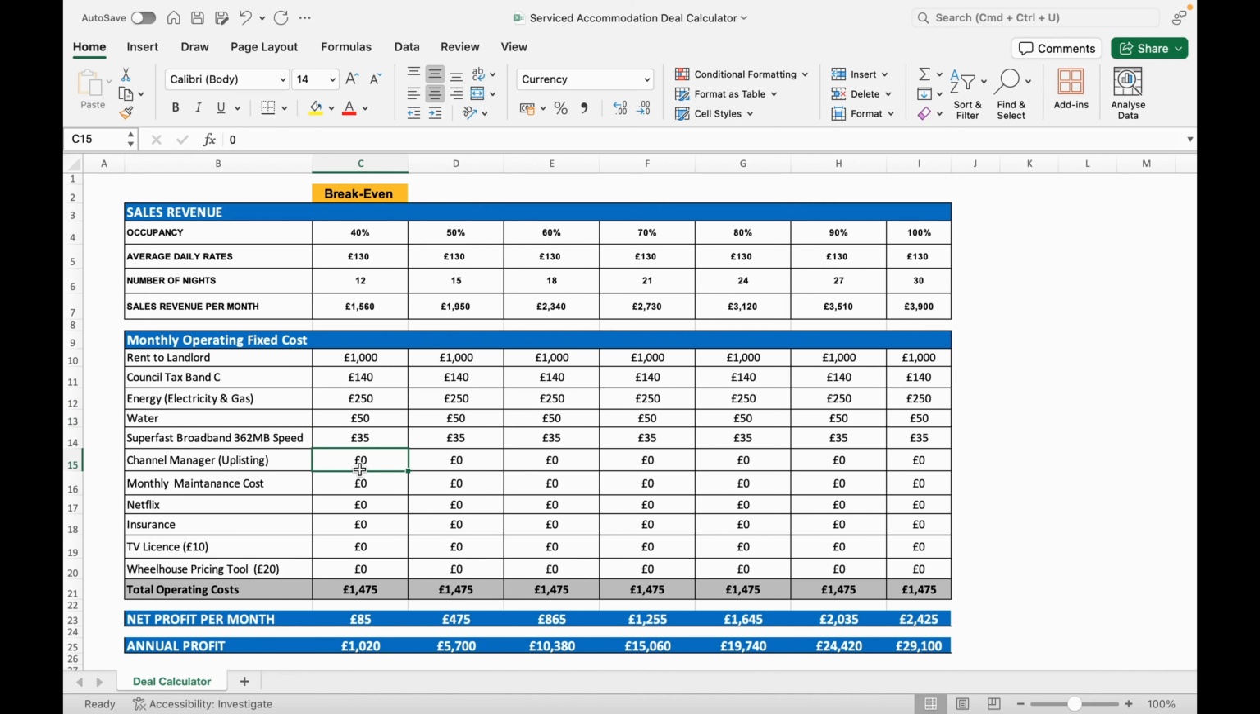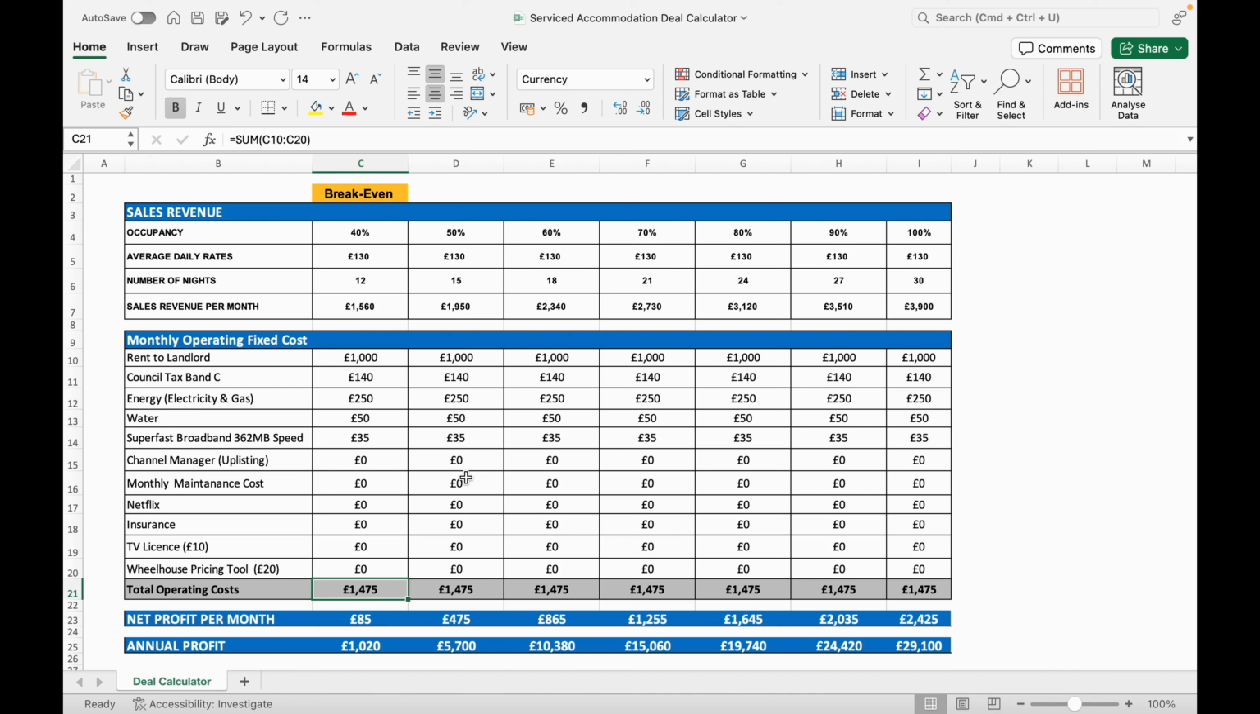There are other expenses, but because we've got a portfolio, we don't pay these per property. It's bulk payments. There is the channel manager, which is Uplisting, which I use. There are monthly maintenance costs, which you can factor in. Netflix subscription, insurances, TV license, Wheelhouse pricing tools, because we pay these in bulk as part of our portfolio, so for this analysis I didn't want to add them in. You can see the total operating cost is going to be 1,475 all the way throughout.